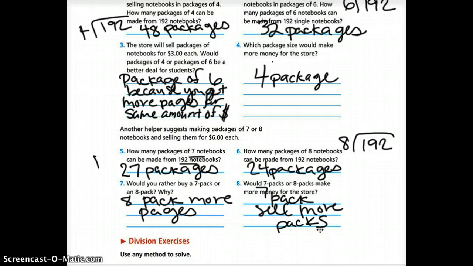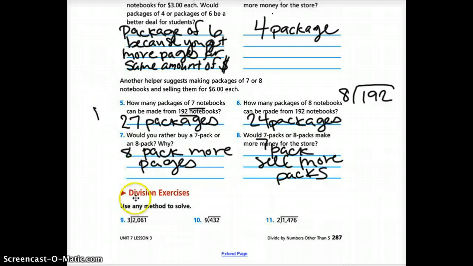Alright, at the bottom of this page, you're just going to solve for 9, 10, and 11. As soon as you're done with those 3 problems, raise your hand for a star. And then we're moving on to the next page.